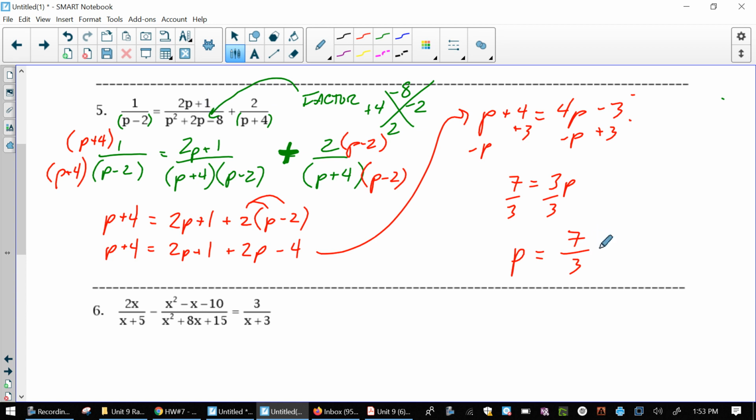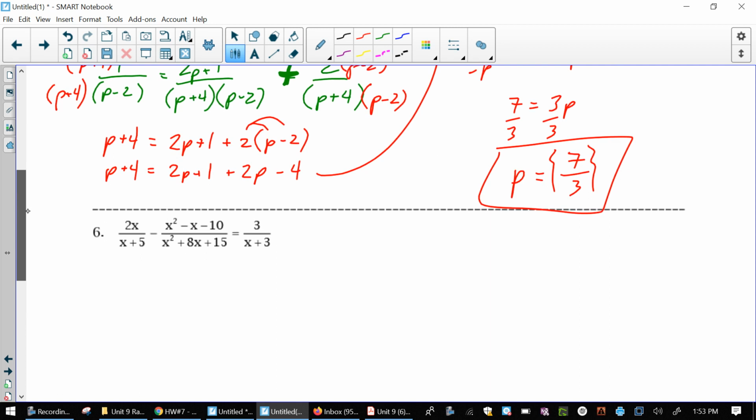Now as we check our denominators to make sure we don't have a 0, this is easy to check here instead of in the original. Because in factored form, we know if it was a negative 4 or positive 2, it would give us a 0. But it's 7/3, so we're good. And 7/3 plus 4 is not 0. 7/3 minus 2 is not 0. So this guy is good to go. And that's our one solution.